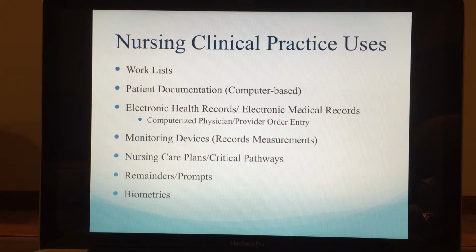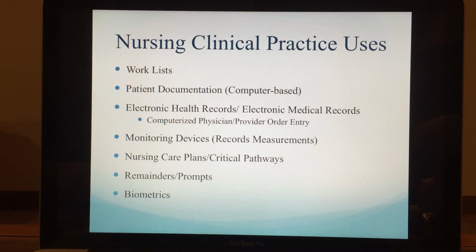We have computer-generated nursing care plans and critical pathways. This is a management plan that shows goals for the patient and then provides the order and timing of actions that are necessary in order to effectively achieve these goals. It also provides us with reminders and prompts that appear during documentation to ensure comprehensive charting.